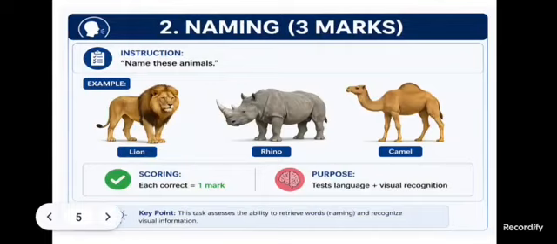Next, examination of naming. He is shown 3 images. We ask him to name them properly, and 1 mark is given for each correct answer. It consists of a total of 3 marks.